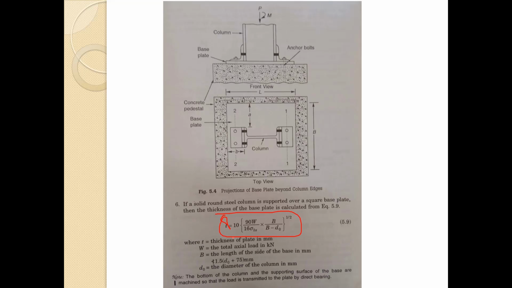The bottom of the column and the supporting surface of the base are machined so that the load is transmitted to the plate by direct bearing. So this edge of the column and the surface of the plate should be in the plane or machined so that the bearing will be neatly done.